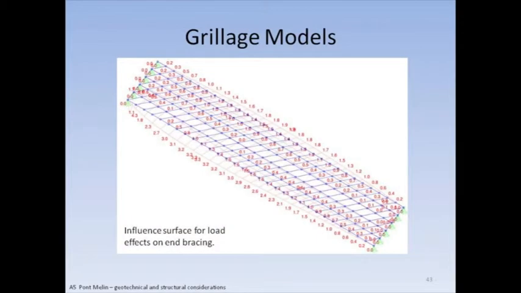A typical grillage model using an influence surface to determine where to load the deck. This is one which was carried out for one of the abutment bracings, the bracings on the left-hand side of the screen. But you can see from the influence surface that to get a critical load case for that bracing, in fact only half of the deck needed to be loaded with the live load.